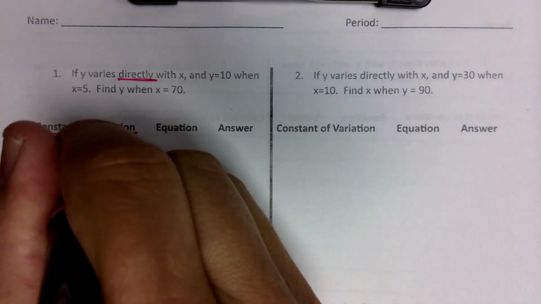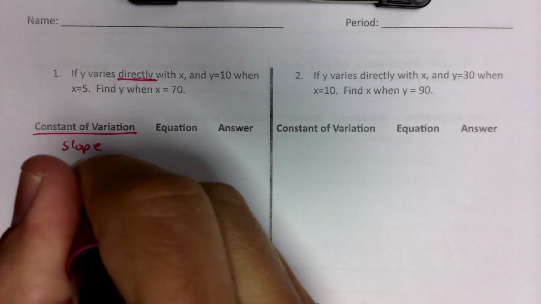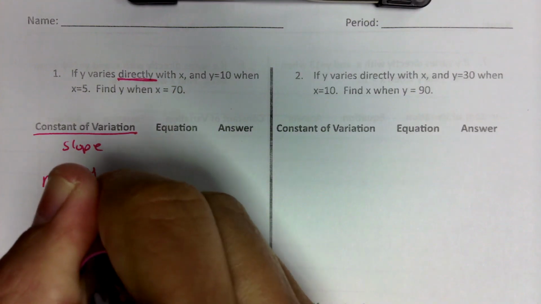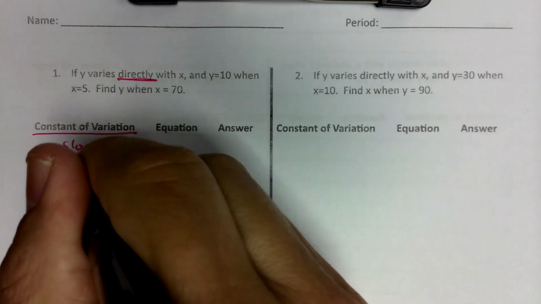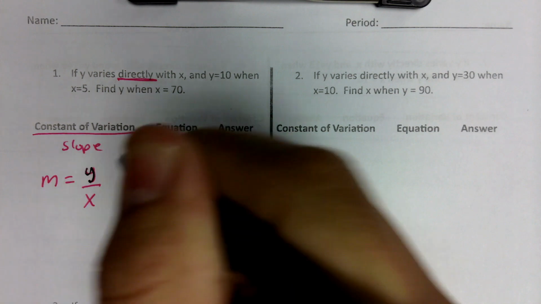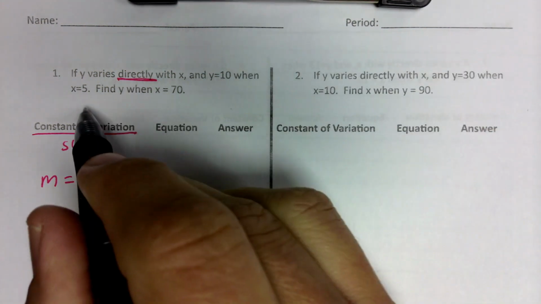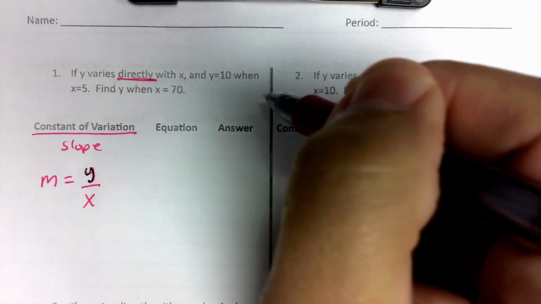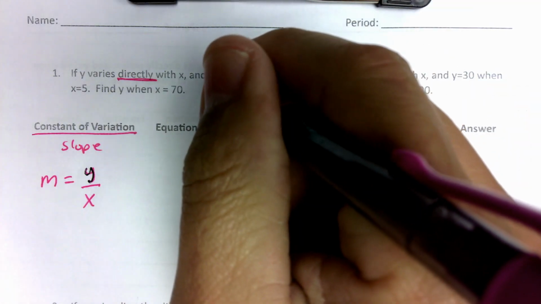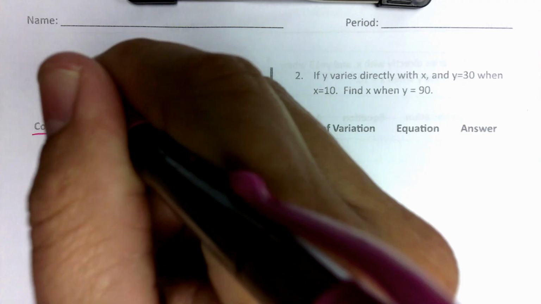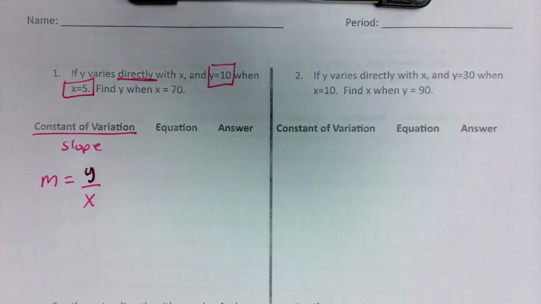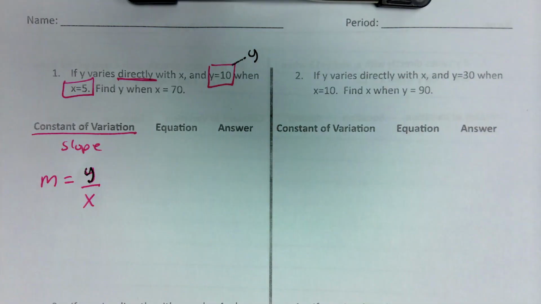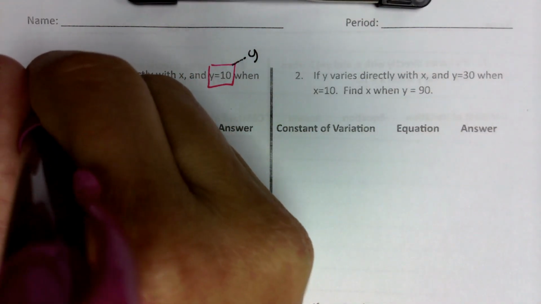is also known as the slope, by simply taking a y value and putting it over an x value. So we've got to have a y value and an x value, and that's going to be given in the first part of the sentence. Notice in this first part of the sentence, it says it varies directly, and y is equal to 10 when x is equal to 5. So with that first part of the sentence, that is my y value. Down over here, this is my x value.